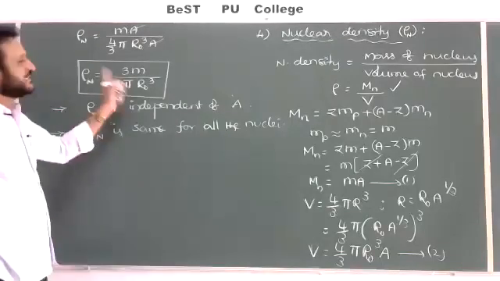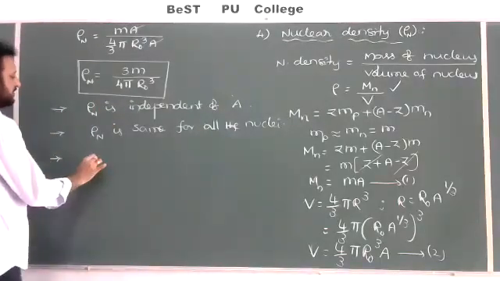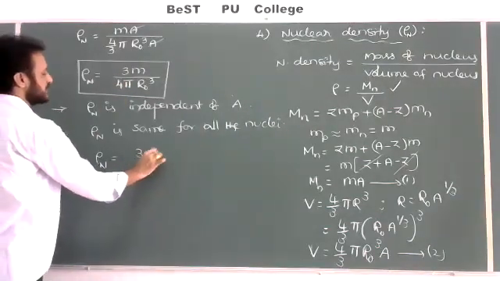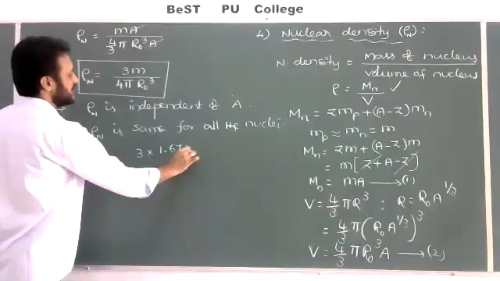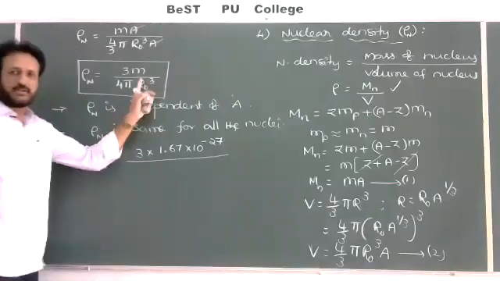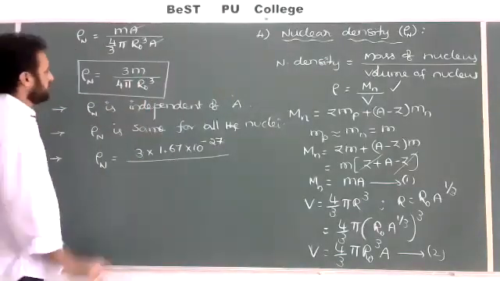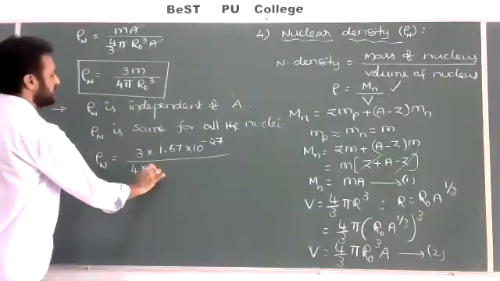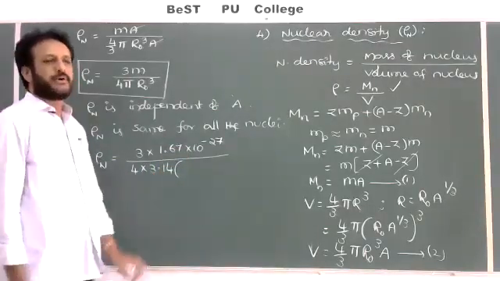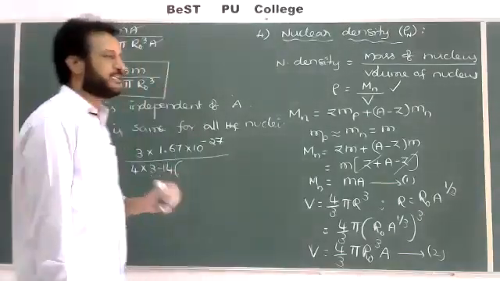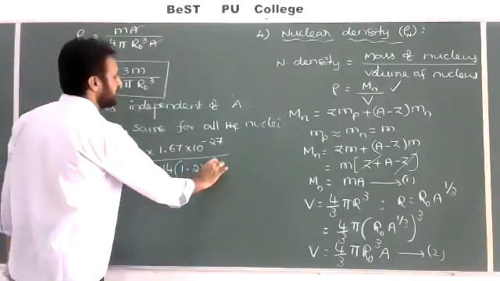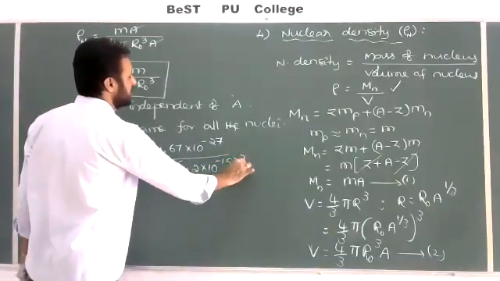And if you want to calculate the value, I'll use here rho n is equal to 3 into the mass of the nucleon, approximately 1.67 into 10 power minus 27. By using this formula, I want to calculate the nuclear density. Divided by 4 into pi value 3.14. The r naught value I have already mentioned, 1.2 Fermi. But 1 Fermi is equal to 10 power minus 15 meter. So 1.2 into 10 to the power of minus 15, whole cube.